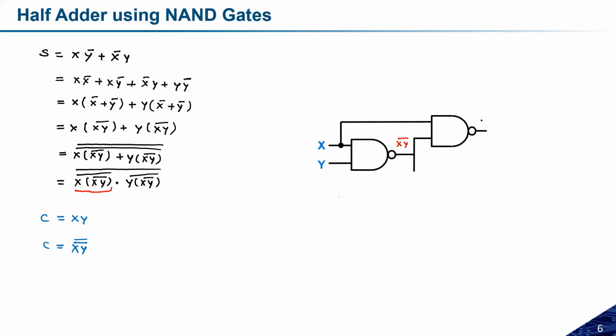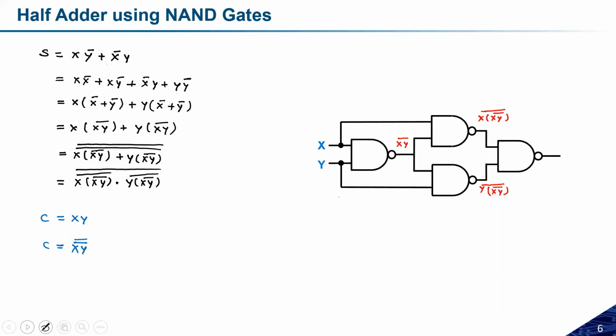So at this point, I will get X into NAND of X, Y, whole bar. Okay, so this is the term which I will get here. Similarly, here I will get Y into NAND of X, Y, whole bar. This is the output which I will get. Now I have to pass these 2 outputs through a NAND gate, so that I can make the sum term. So this is how I will get it. This is the sum.